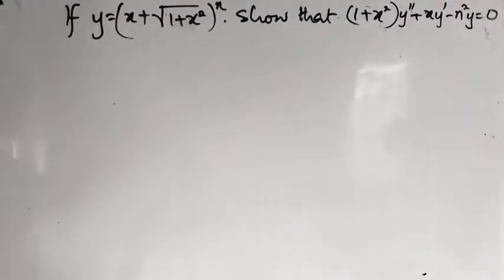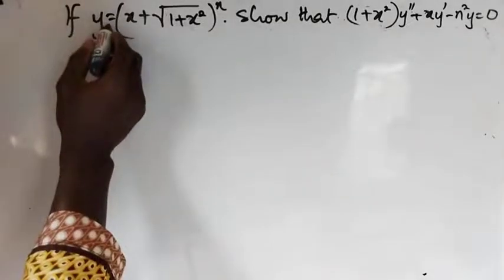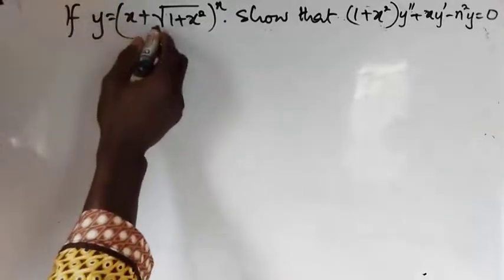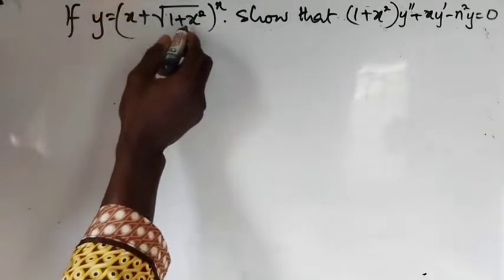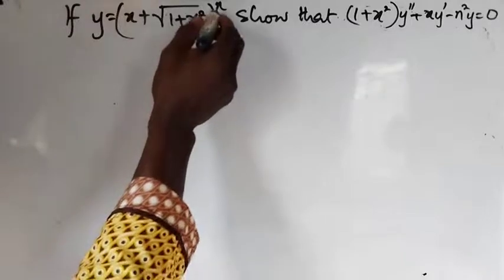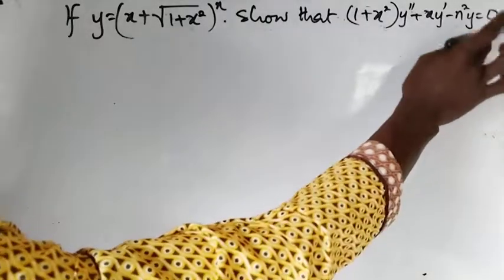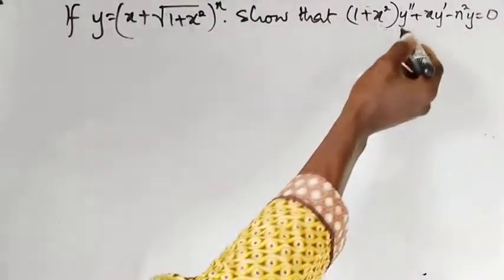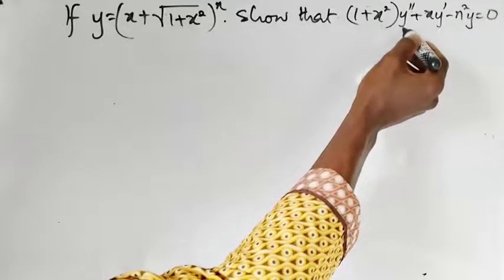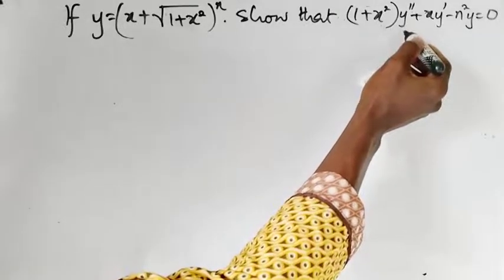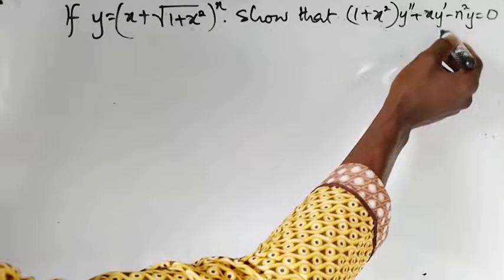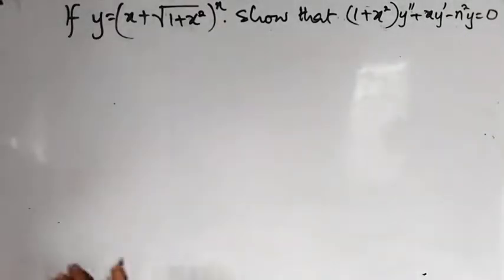Welcome to Emilak Online tutorial, and before us today is this differential equation, which says that if y equals (x + √(1 + x²))ⁿ, now show that (1 + x²)y'' + xy' − n²y = 0. Take note that this is the second derivative of x, and this is the first derivative of x. Alright, now let's start.